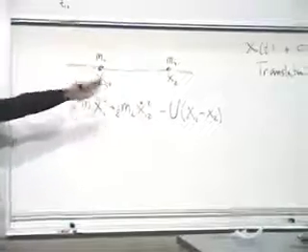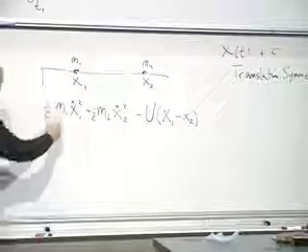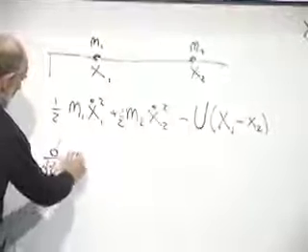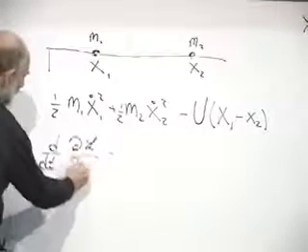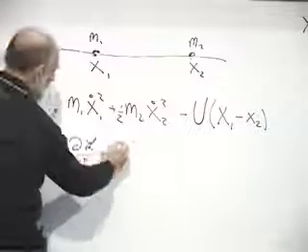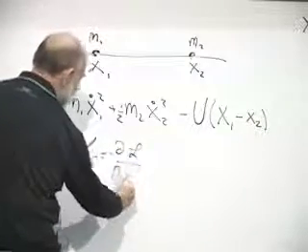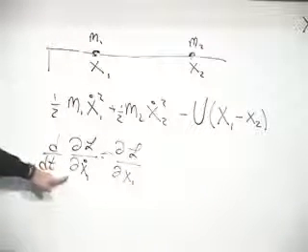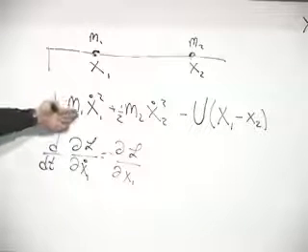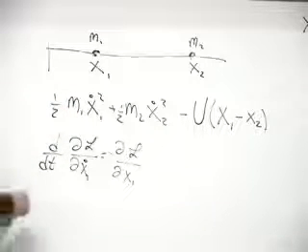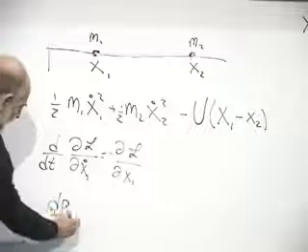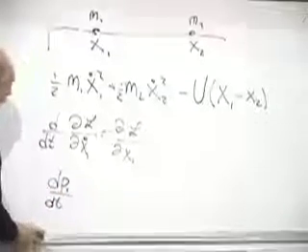Let's work out now Lagrange's equations. There's an equation for x1, and there's an equation for x2. The equation for x1 is d by dt of partial of L with respect to x1 dot equals partial of L with respect to x1. All right, d by dt of partial of L with respect to x1 dot, that's just ma for the first particle, right? That's just dp1 by dt, p1 being the momentum of particle 1.